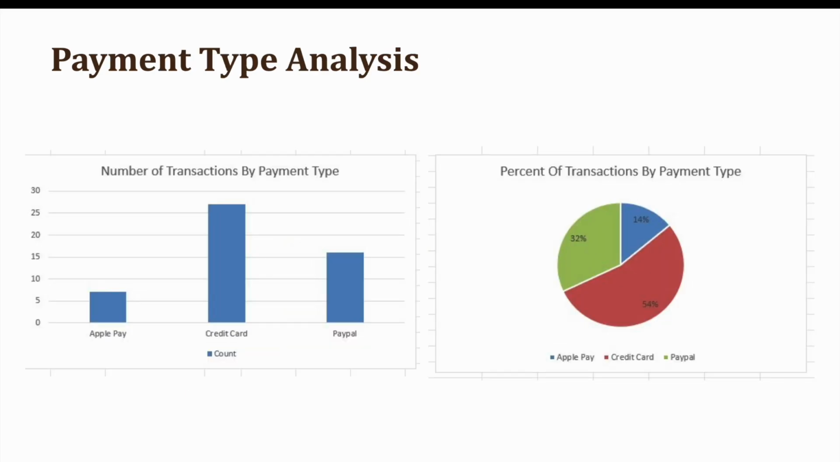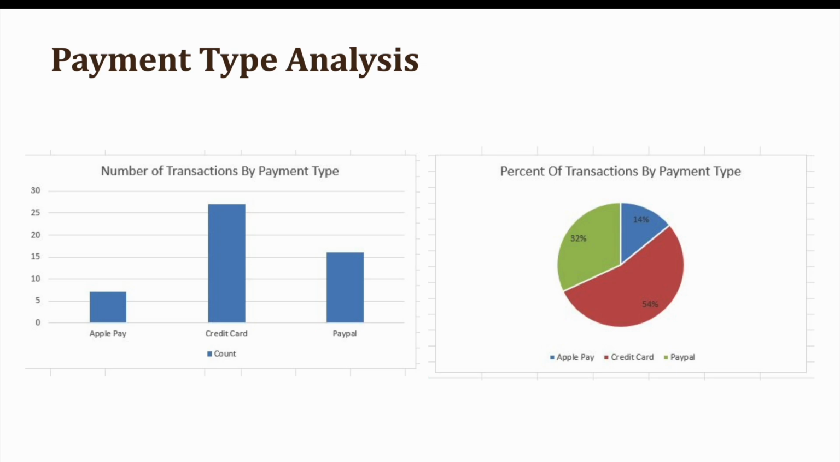Moving on to how people are actually paying. No surprise here, credit card is king. 27 out of 50 transactions. That's 54%, more than half of everything. PayPal comes in second at just 32%, and Apple Pay is barely used with just 7 transactions.